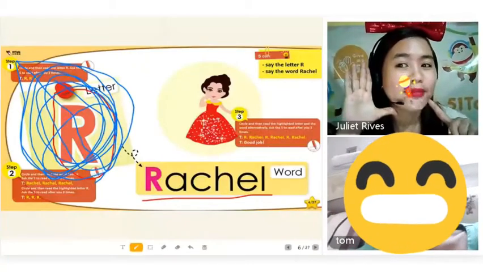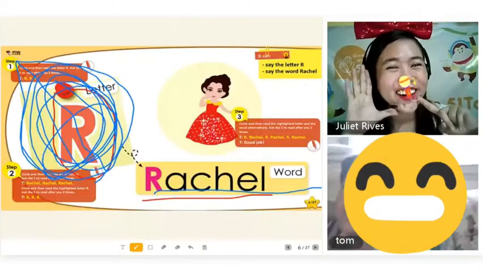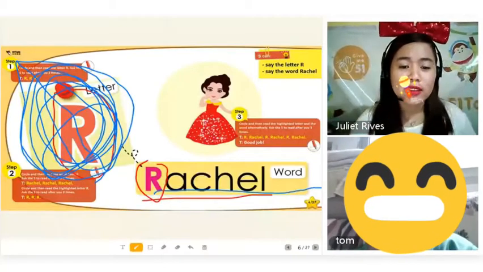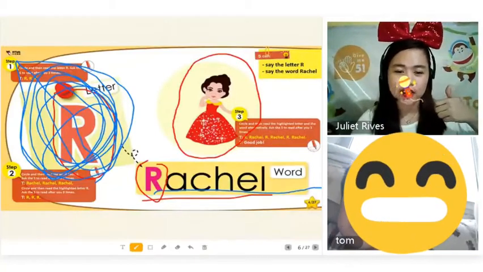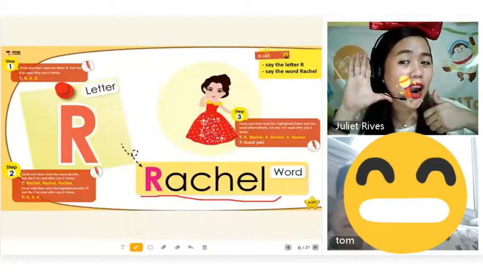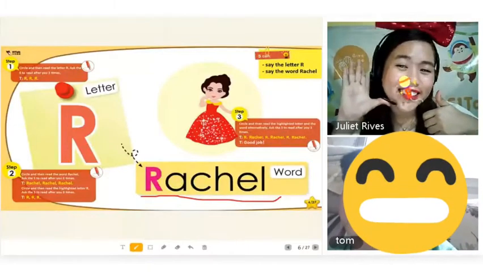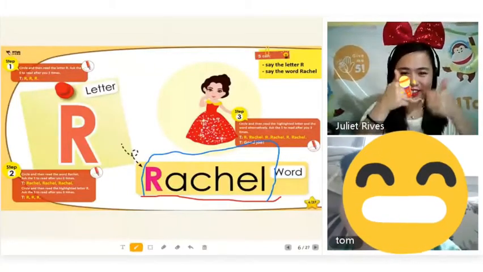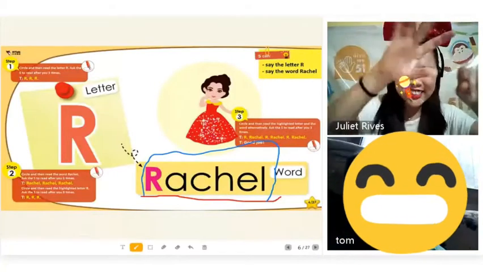Racial. Racial. Very good. R is for racial. This is racial. It is racial. What is this again? Racial. Very good. Racial. Good job. And for that, you get your first star. All right.